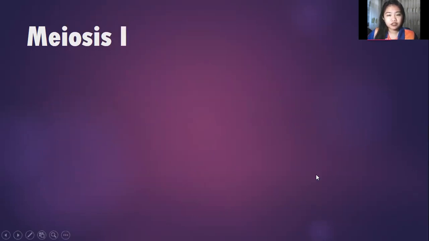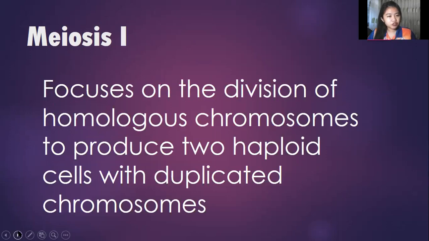Let's start with meiosis 1. Meiosis 1 focuses on the division of homologous chromosomes. Homologous chromosomes are the pairs of chromosomes of the same type that I was talking about. Our homologous chromosomes: one comes from the mother, the maternal chromosome, and the other one comes from the father, the paternal chromosome. They have the same set of genes and the same size, like what was shown earlier.